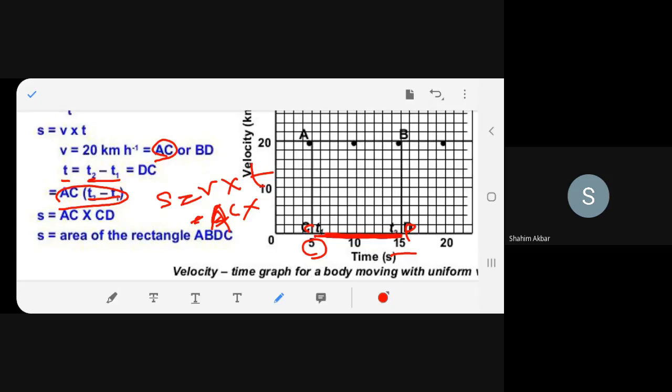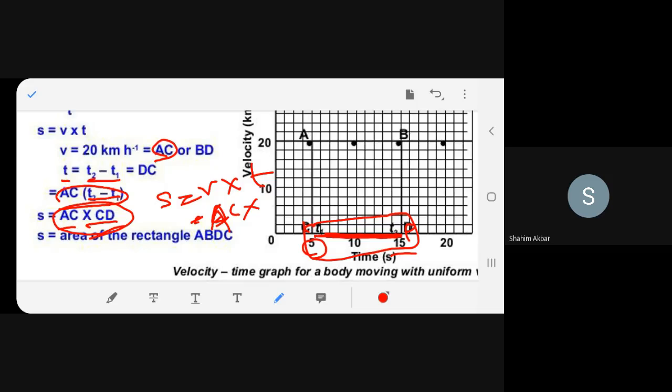Any problem? No, ma'am. Okay. Now what is T2 minus T1? CD. Here you can see CD is T2 minus T1. So instead of T2 minus T1, we are writing CD. AC remains as such, but instead of T2 minus T1, we are writing CD. So what you got? S is equal to AC into CD.